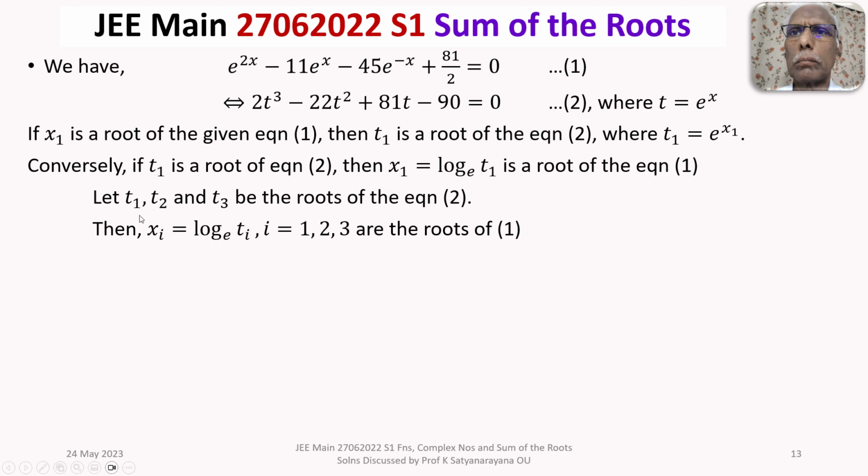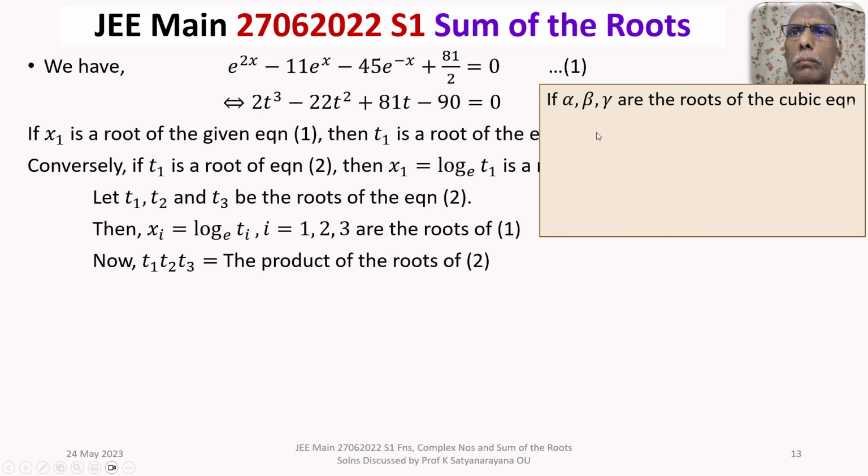So let's take T1, T2, T3 itself, and we will write the product of the roots of the second equation. Let's recall our past knowledge. If you are given a cubic equation, ax cubed plus bx squared plus cx plus d is equal to 0, and if alpha, beta, gamma are the roots of this cubic equation, then the first one, the sum of the roots, alpha plus beta plus gamma, is equal to minus the coefficient of x squared by the leading coefficient, that is the coefficient of x cubed, that is minus b by a.